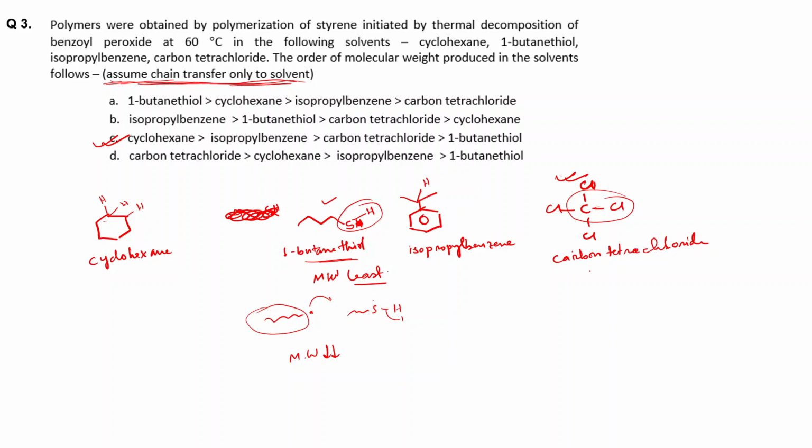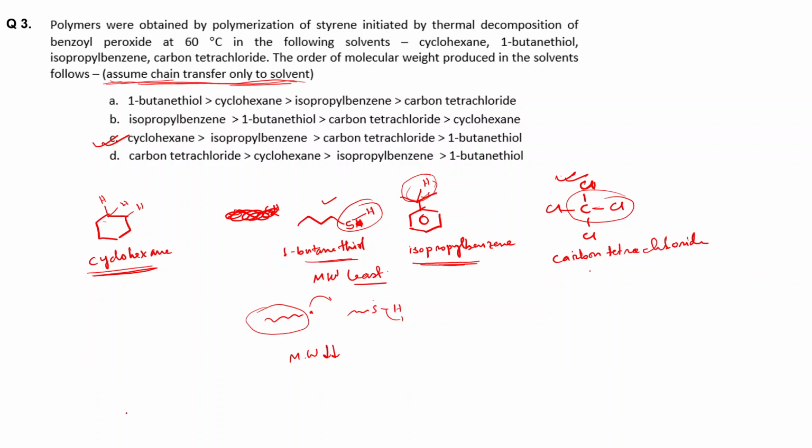If this type of bond is present, it can be cleaved, because if any radical or any carbocation is formed, then it can be stabilized by hyperconjugation of this CH3 group. And also this benzene ring is present next to this carbon, so it can be stabilized. So isopropyl benzene will be higher, and the highest will be cyclohexane.